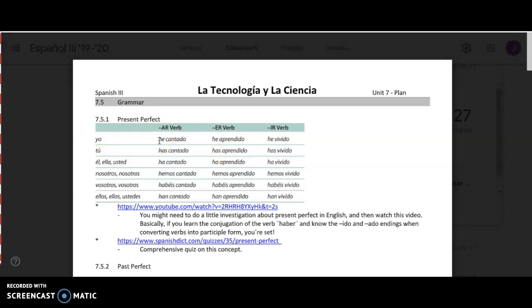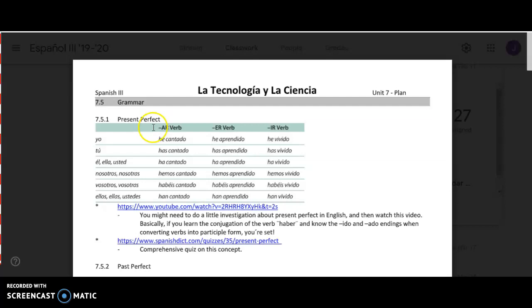You're only conjugating, it's just like in English. The present perfect in English is the verb have plus past participle. So for example, I would say, I have eaten at that restaurant 6 times. So the present perfect is the combination of have plus eaten.